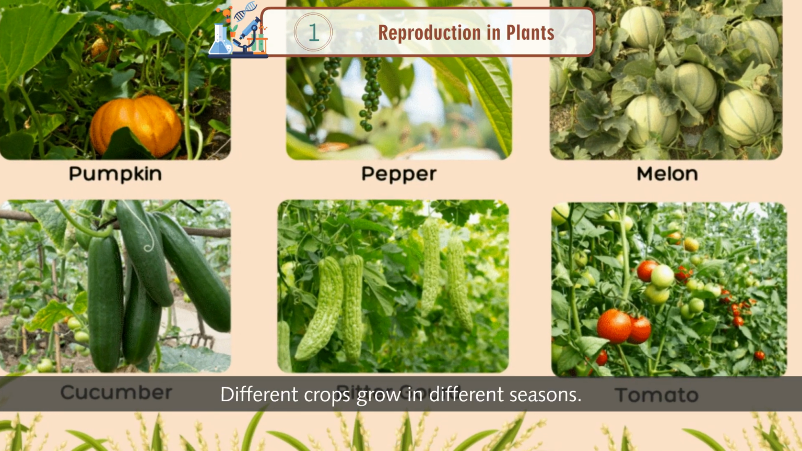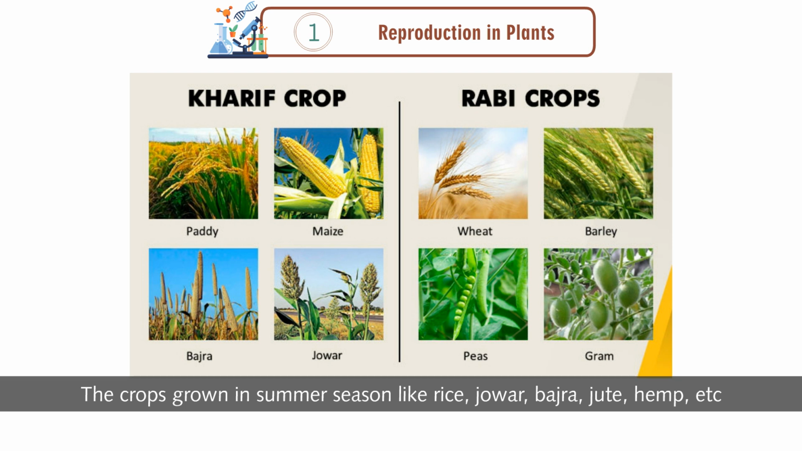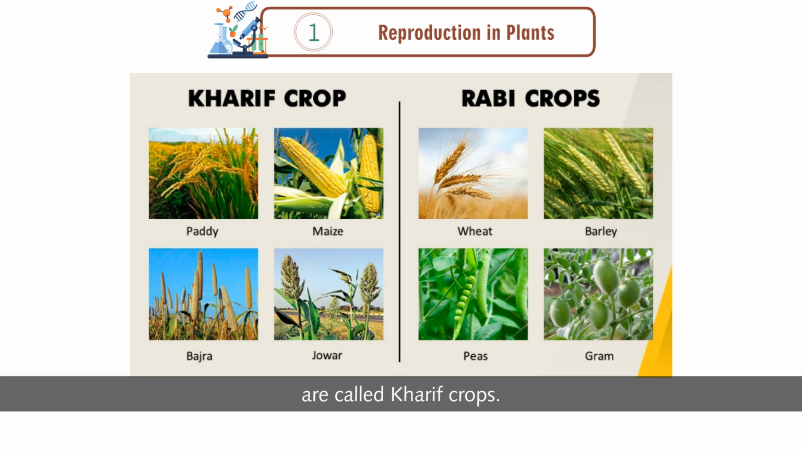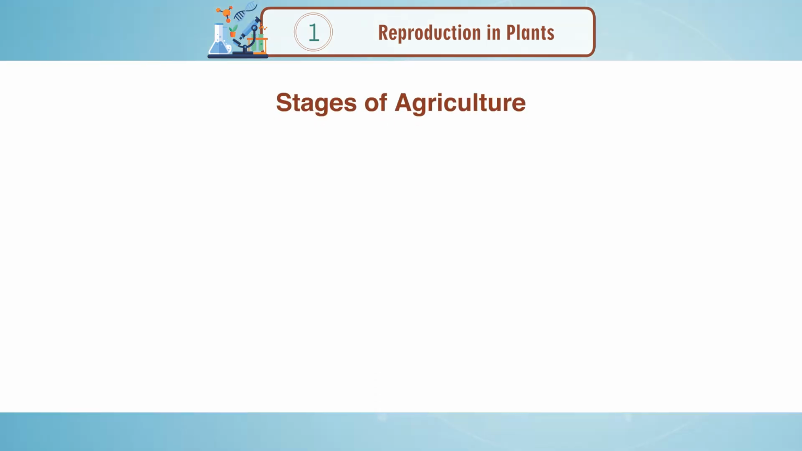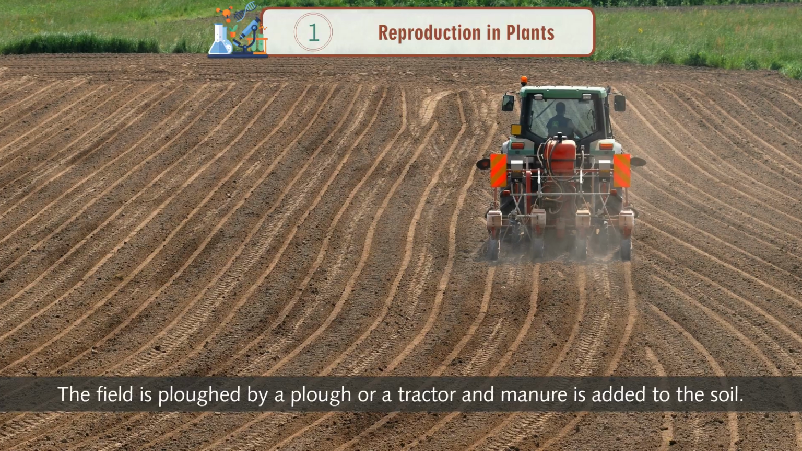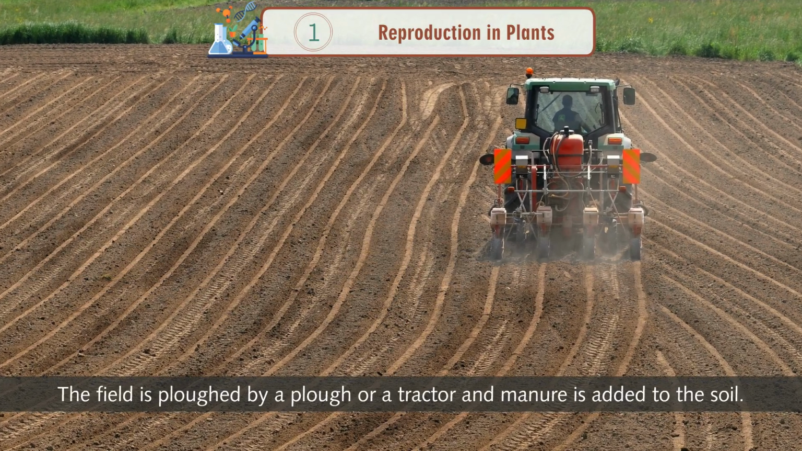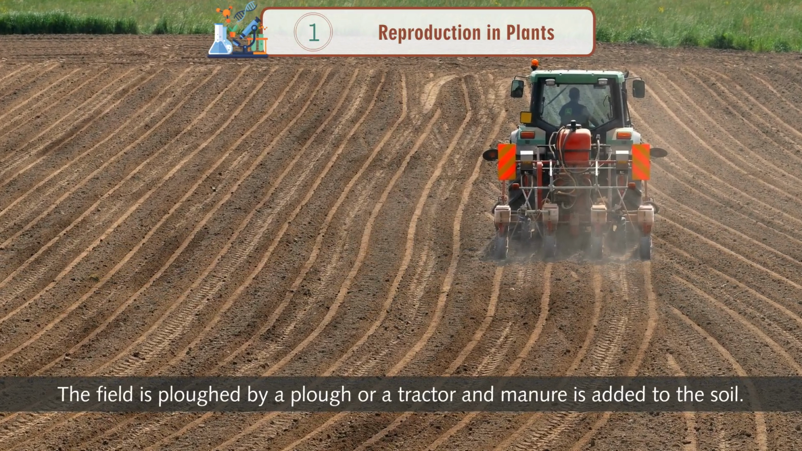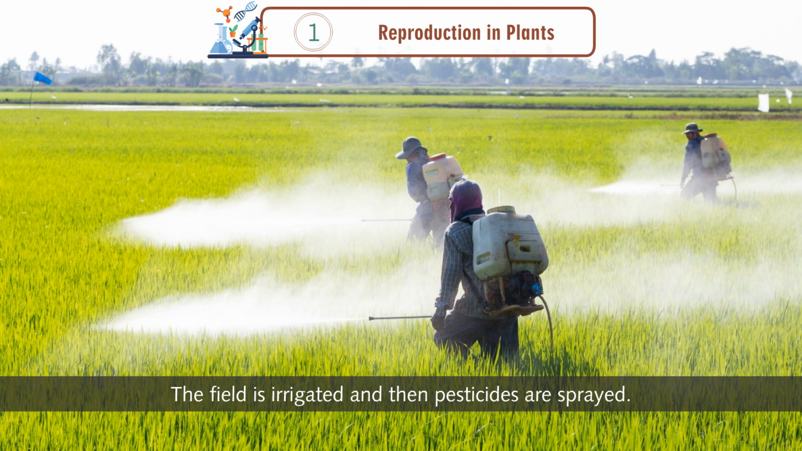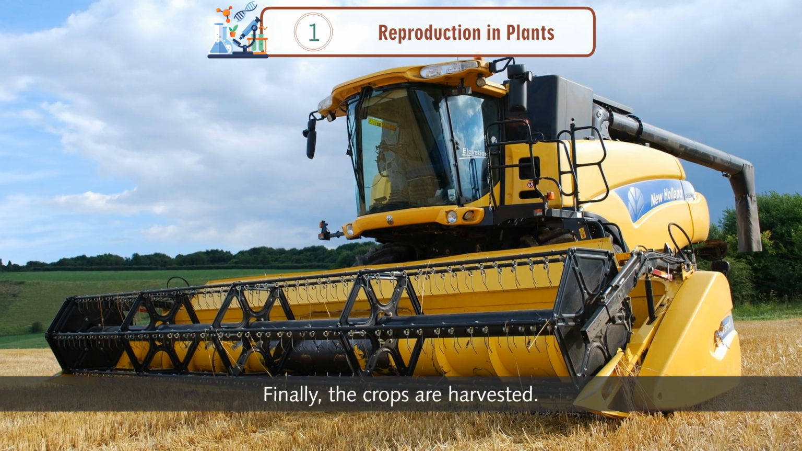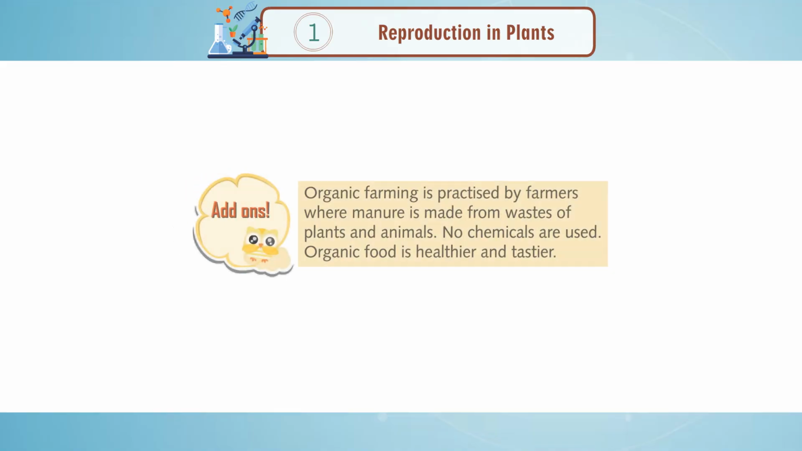Different crops grow in different seasons. The crops grown in summer season like rice, jowar, bajra, jute, hemp, etc. are called kharif crops. The crops grown in winter season like wheat, gram, etc. are called rabi crops. Stages of agriculture. The field is plowed by a plow or a tractor and manure is added to the soil. Then seeds are sown. The field is irrigated and then pesticides are sprayed. Finally, the crops are harvested.